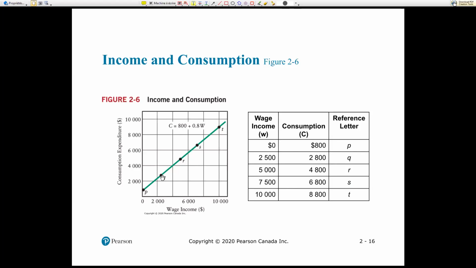Sorry for interrupting. Sir, consumption of what exactly? Like with a wage of 0, what would we consume for $800? Oh, I can be unemployed, for instance. If I'm unemployed, maybe I have savings or I have unemployment insurance. I'm not claiming that the only thing I can spend is wage income. If that were the case, then of course I would have 0 consumption.